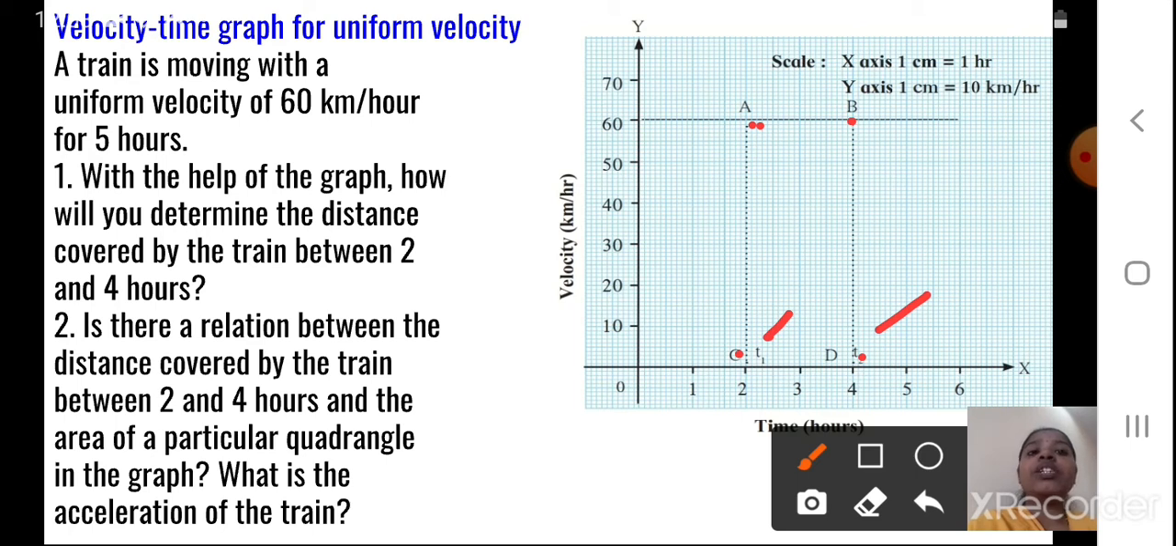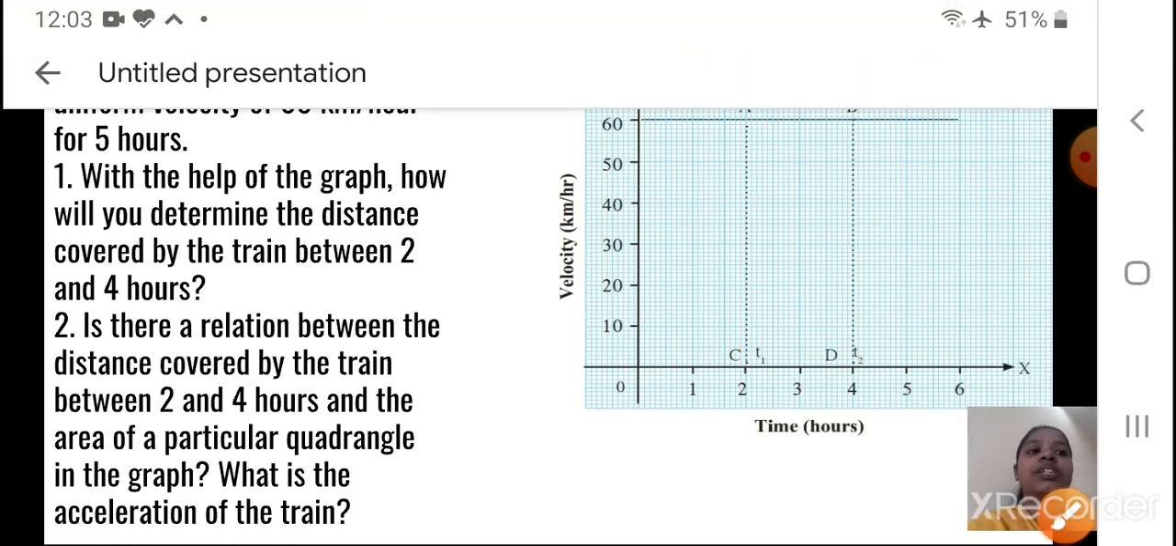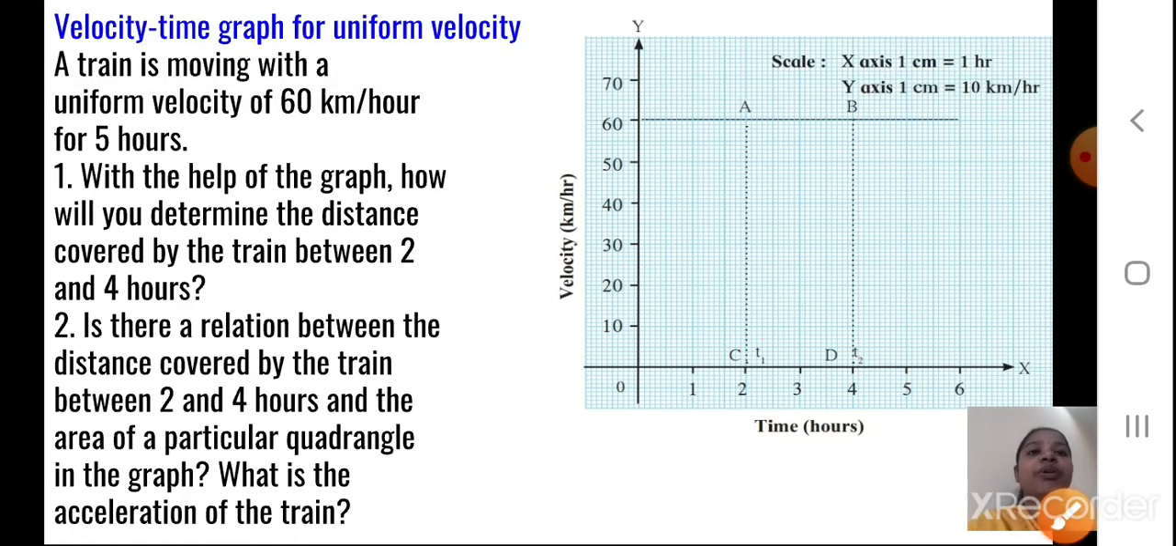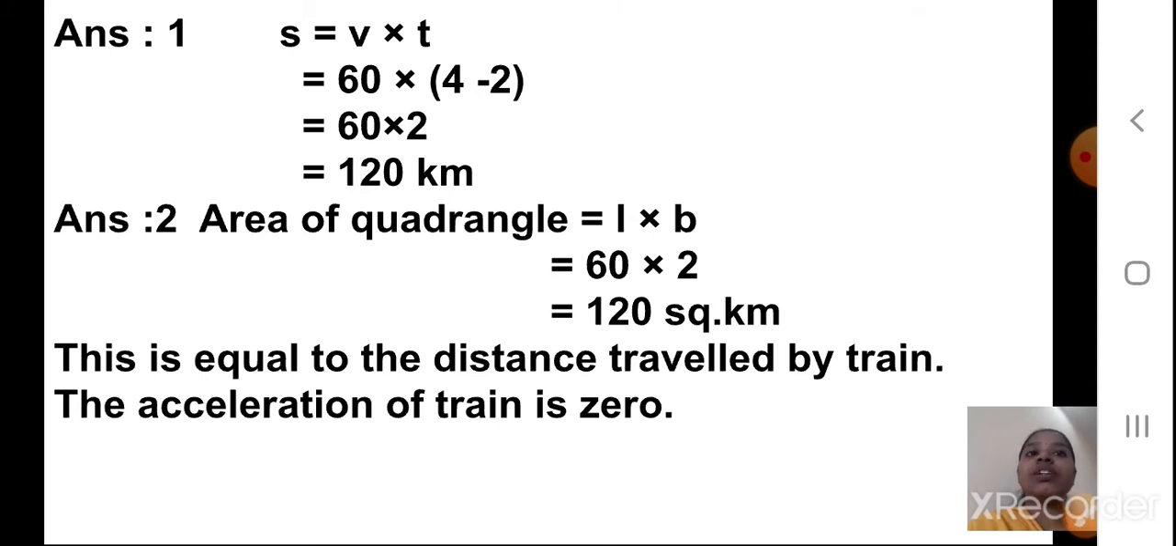So what is the acceleration of the train? We have to also find the acceleration of the train. How will we do this, students? We have done this before also. So what is our answer first? We have to calculate the displacement between 2 to 4 hours, right? So S is equal to V into T. You multiply velocity by time. Now what will it be? 60 multiplied by 4 minus 2. T will be your difference.